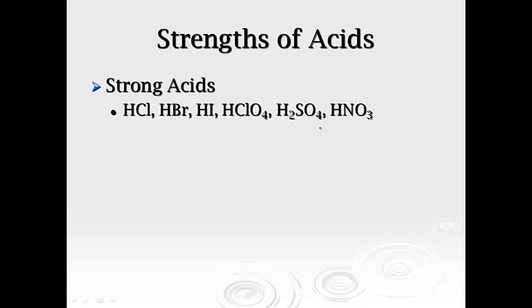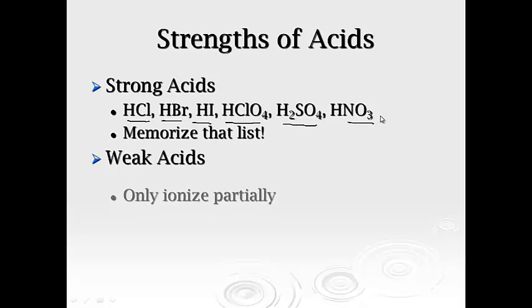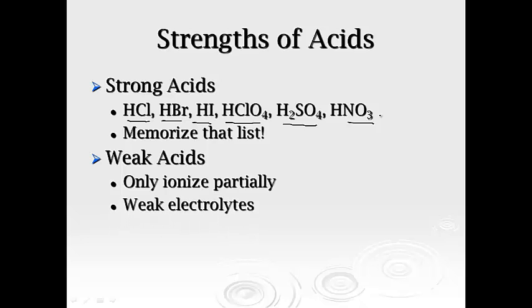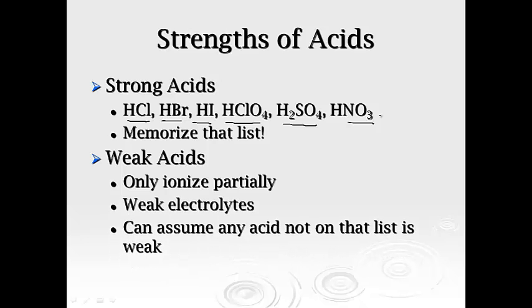Now, again, we've seen these in the last unit. In the last unit, I didn't really make you memorize them. We have to memorize them here. There are 6 strong acids: hydrochloric, hydrobromic, hydriodic, perchloric, sulfuric, and nitric. And if they are not on that list, then they're weak acids that only ionize partially, meaning they do not split up as much. So for example, every mole of hydrochloric you dump in is going to split up into hydrogen and chloride.